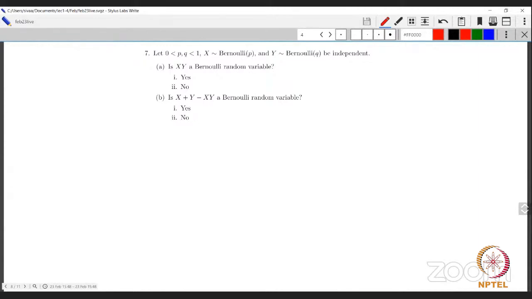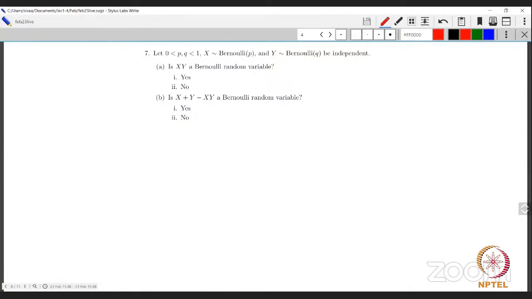What's the answer for A? Let's do it quickly. Can someone say what is xy? Is xy Bernoulli? Yes, it is Bernoulli, with p squared as the parameter. Why will it be p squared? Can someone tell me? It can't be p squared, right?